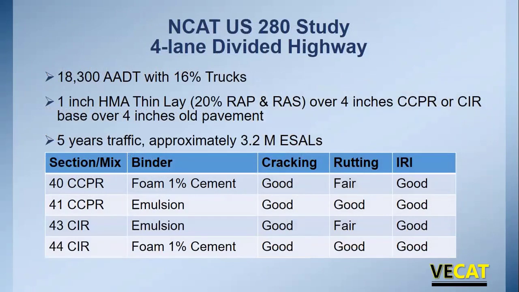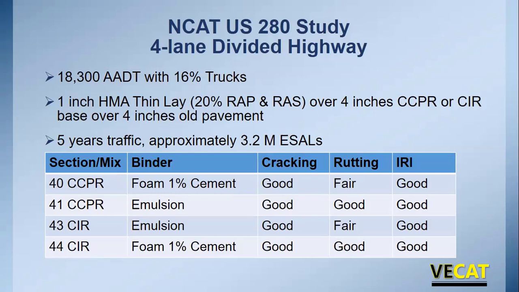So the next question that NCAT decided to do was, well, how thin can we go? So they went out to US 280, which is a 4-lane divided highway, just east of Auburn, Alabama. It has about 16% trucks with over 18,000 AADT. And they put down some cold central plant sections and cold in place sections. These sections are long enough that they can get a recycling train in there.